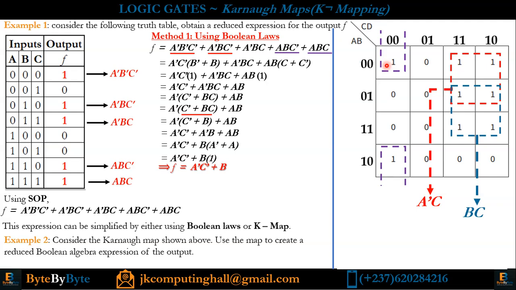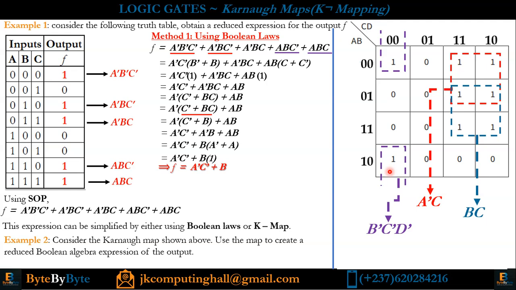Okay, at this level, what is A? 0. At this level, what is A? 1. Since A is changing, we discard it. What is B here? 0. What is B here? 0. So we maintain B. So what we are maintaining are B, C, and D. Each is at position 0, so they are complemented, and we get B prime, C prime, D prime.